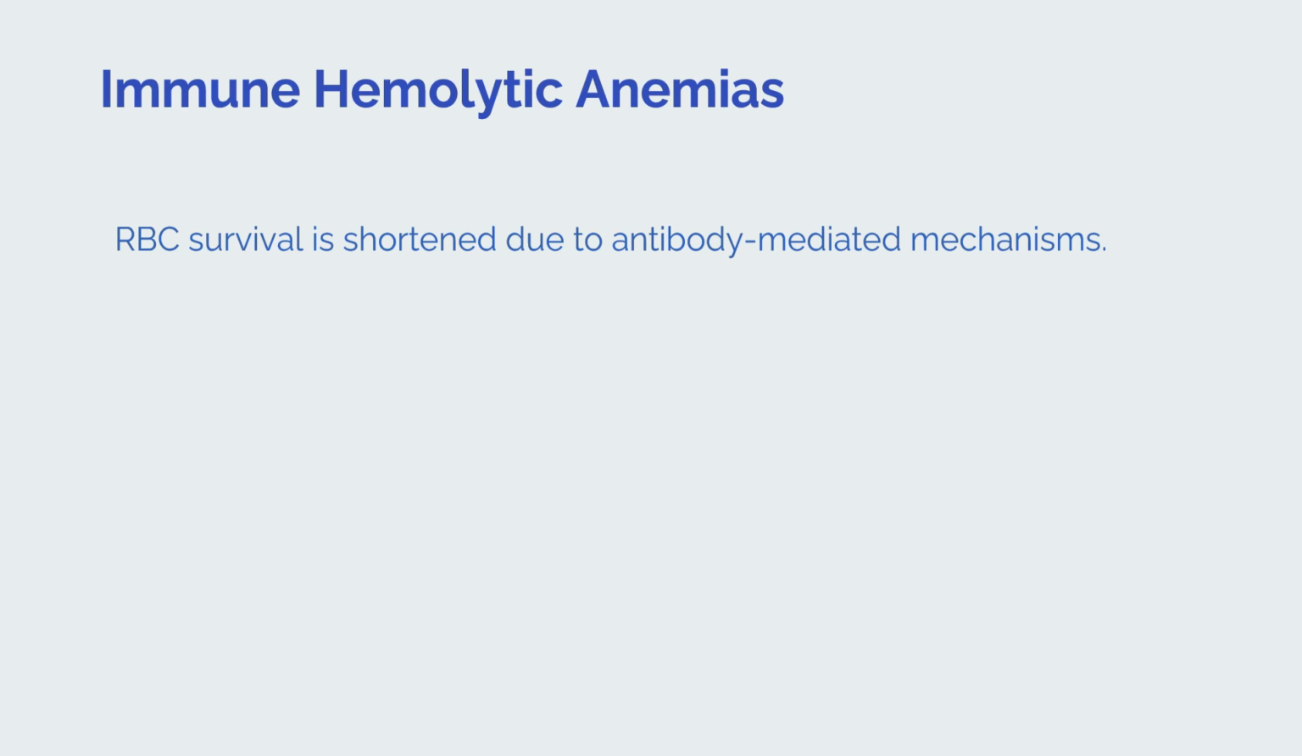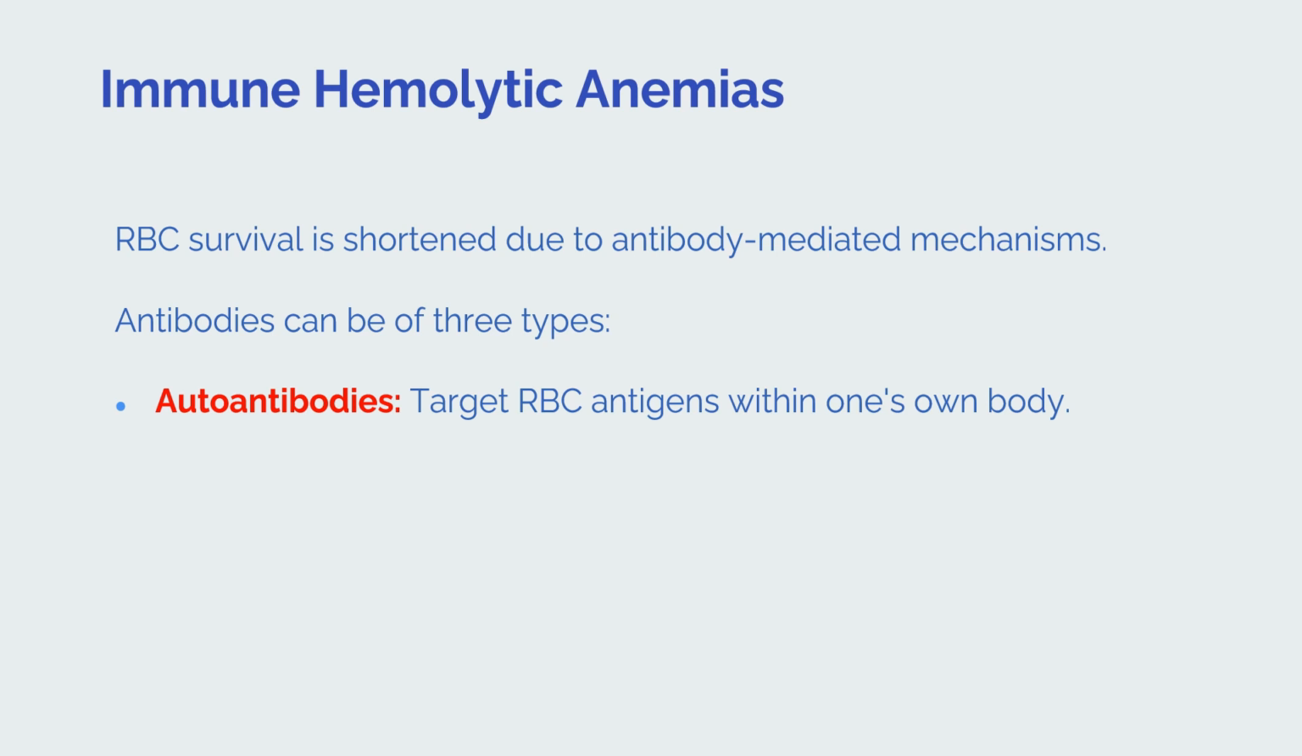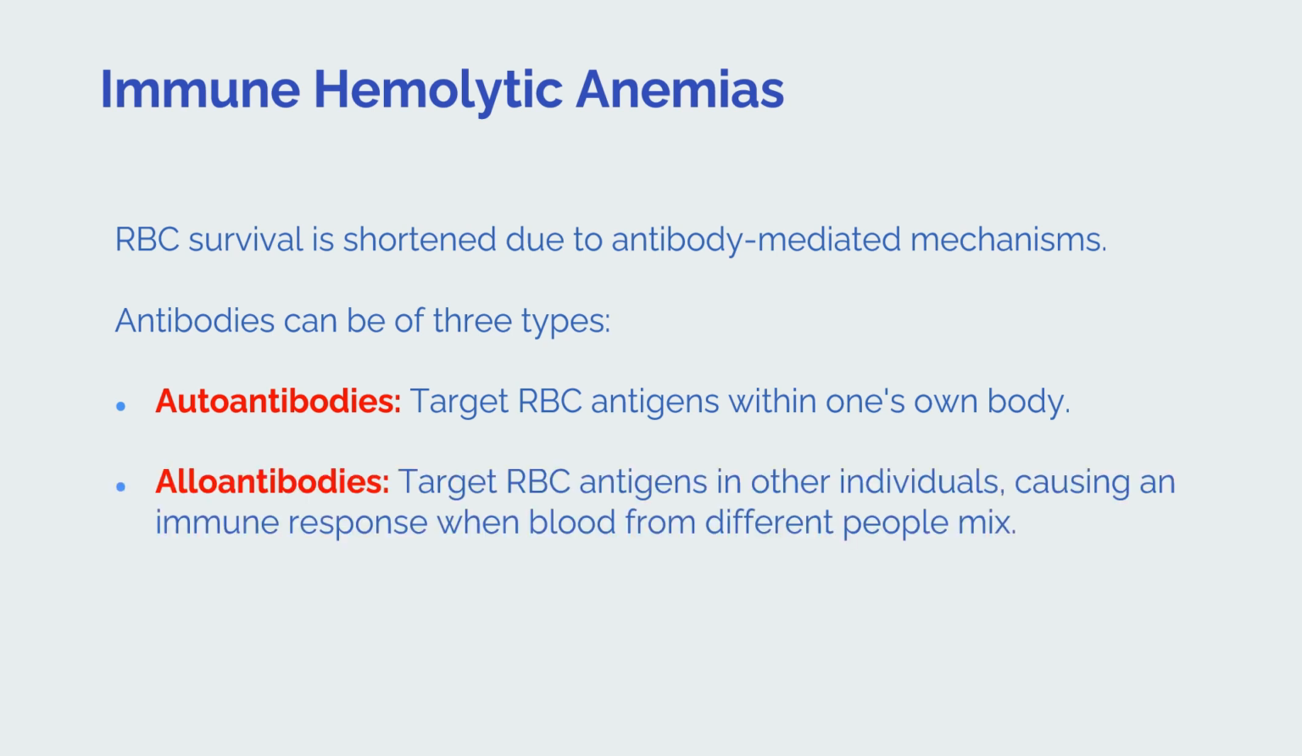But who are the culprits behind this immune assault? Well, the antibodies involved in immune hemolytic anemias can be of three types. First, we have autoantibodies, which target the RBC antigens within one's own body. It's like a case of mistaken identity, where the immune system turns against itself. Next, we have alloantibodies. These sneaky antibodies target RBC antigens in other individuals, causing an immune response when blood from different people mix. It's like a secret war happening inside our bodies.